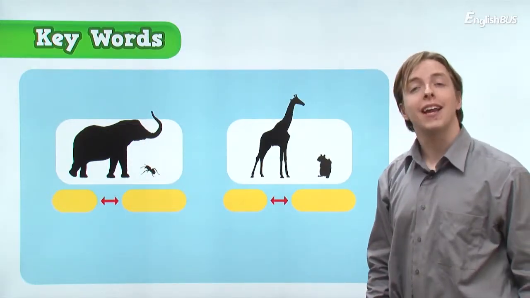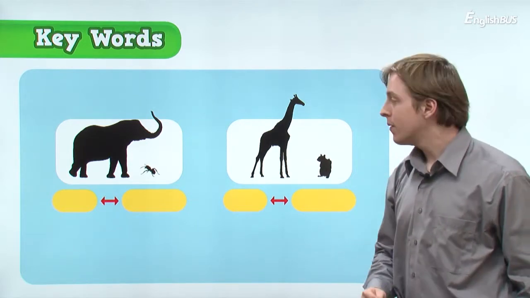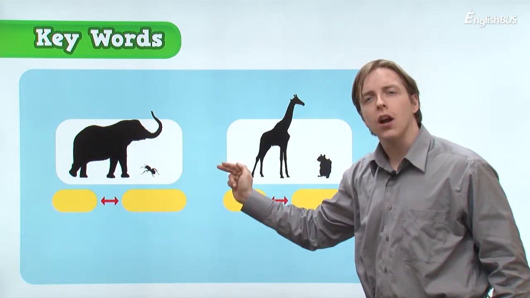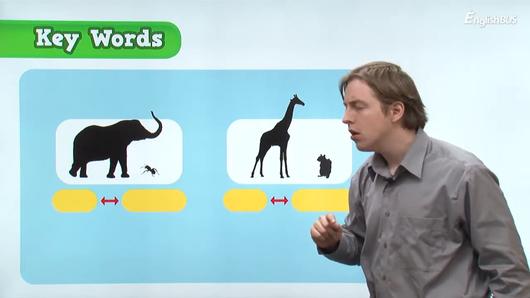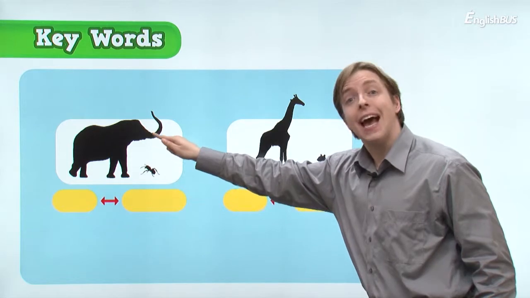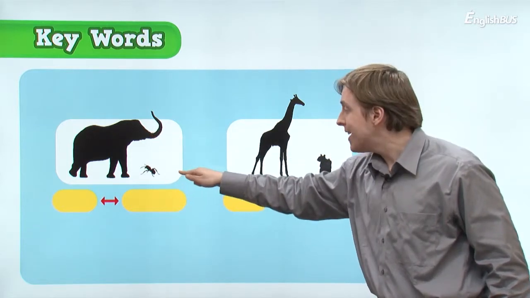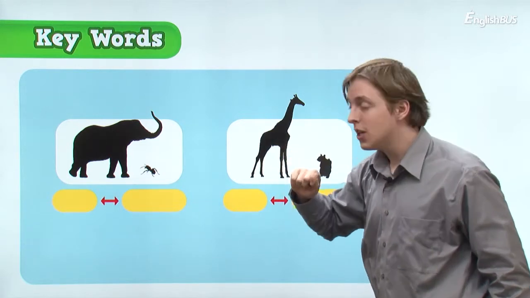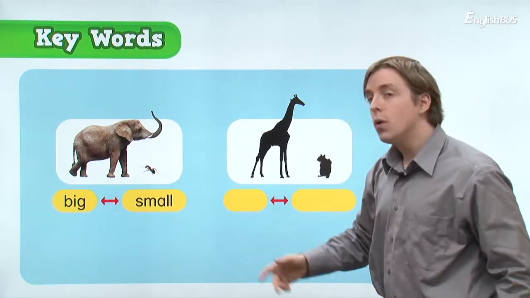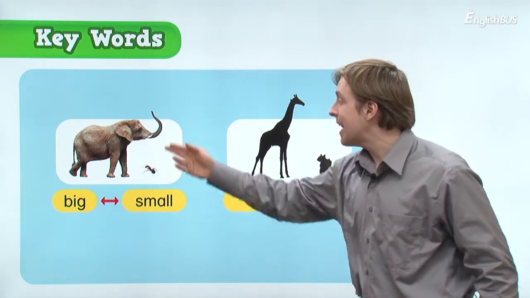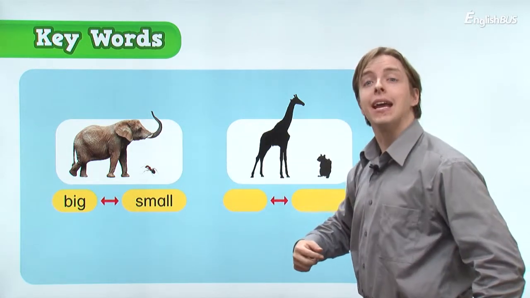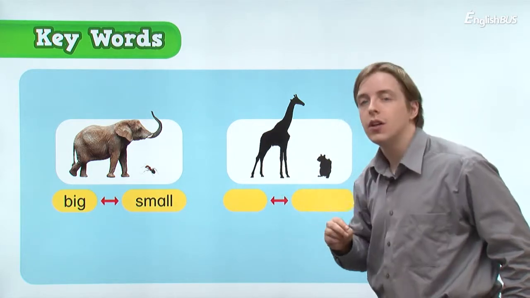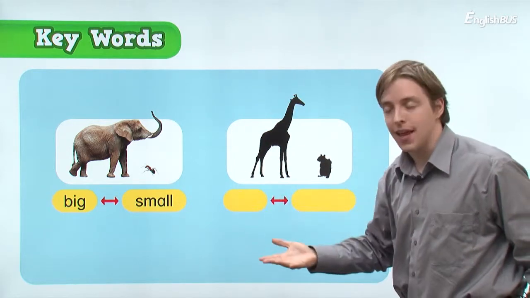Now let's turn the page and look at the key words. So, first we have these two animals right here. Can you guess what they are? Well, this is an elephant, that's true, and this is, do you remember? It is an ant. So for here, when we are comparing them, we would say an elephant is very big and an ant is very small. So we are describing them.